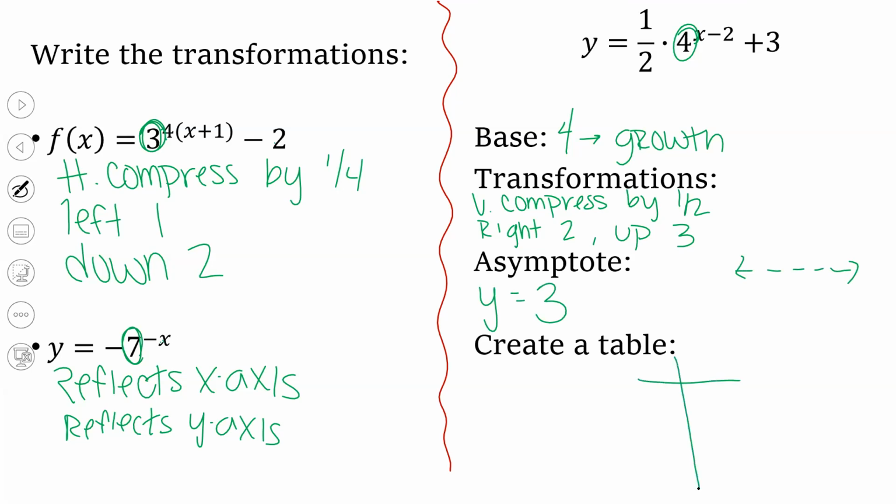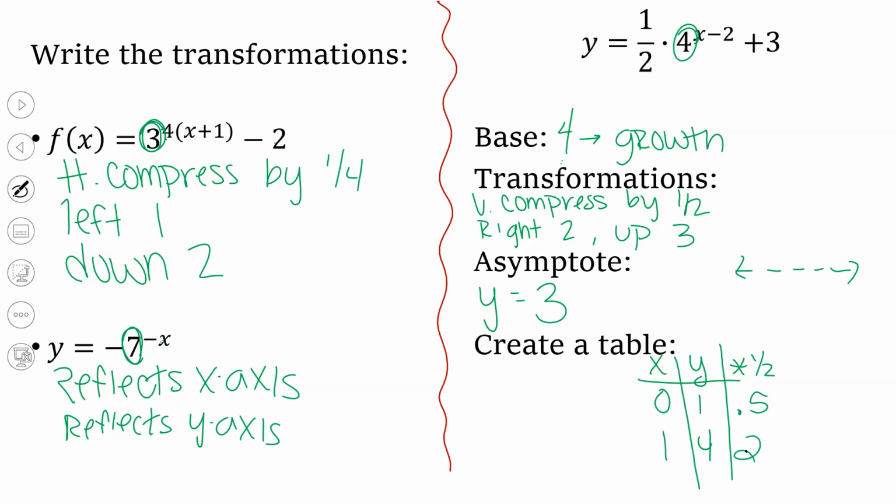And then the last thing said to create a table. Your table's small because we only have 2 points. What is my first point? 0, 1. And what is my second point? 1, 4, because you have to use your base. Everything else is what we've been doing. Vertically compressed goes on the y side. So I'm going to take half. Half of 1 is 0.5. Half of 4 is 2.